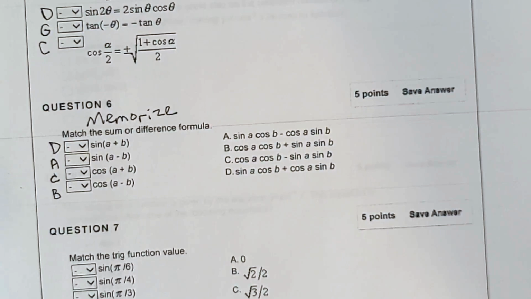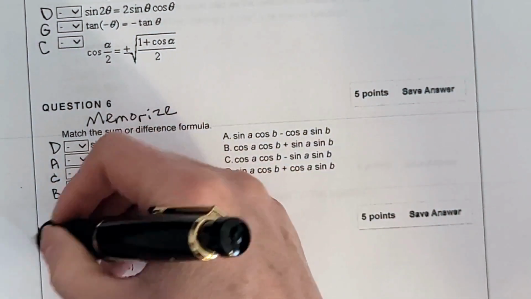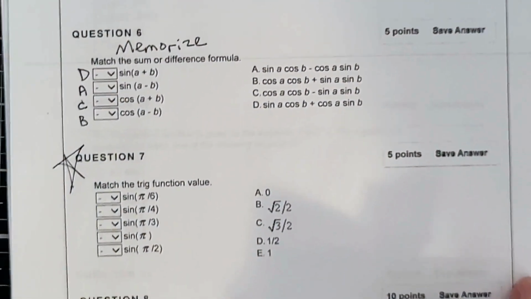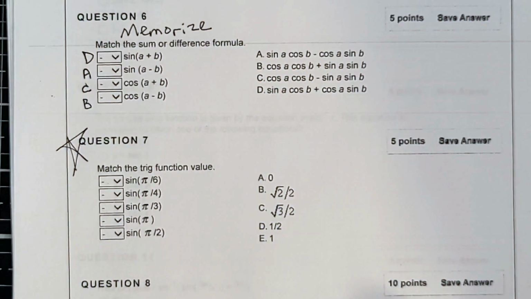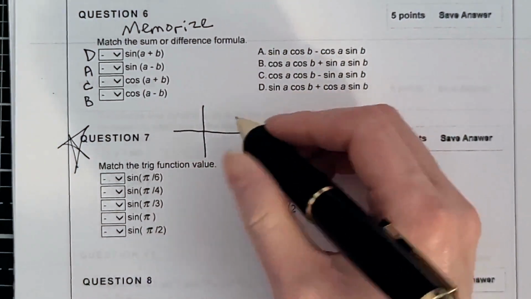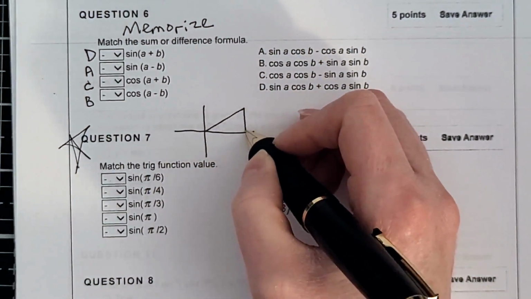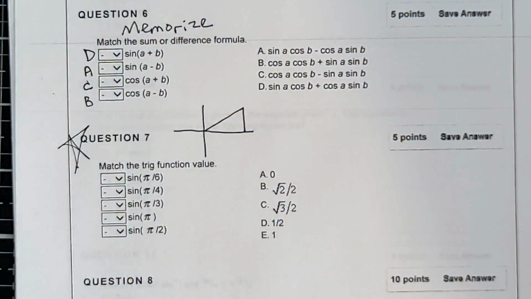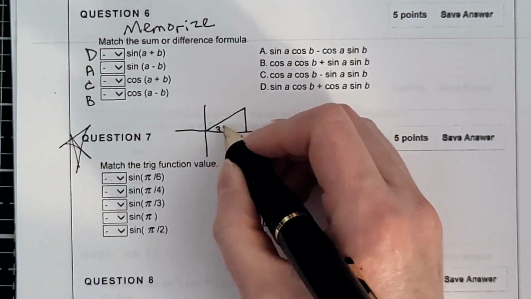Okay, question number 7. I did see one similar to that on there. Match the trig function value. So at this point, you should pretty much have these memorized, but if you don't, we will draw the triangles again. So pi over 6, that is 30 degrees. And I memorize it because I think the 6 and 60 don't go together and the 3's never go together. So this is 30 degrees.